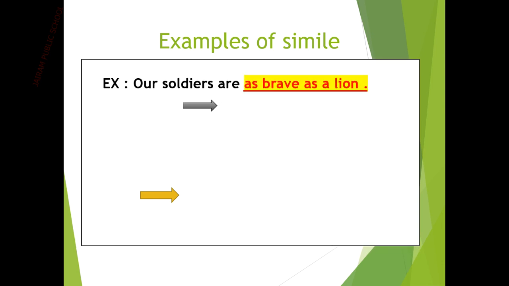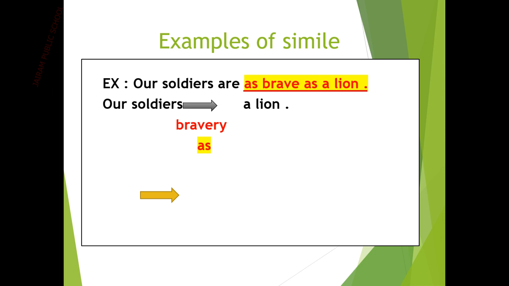Our soldiers are as brave as a lion. Children, can you find out the two different things in the sentence? Yeah, of course. One is our soldiers and another one is a lion. Our soldiers are human beings. A lion is an animal. Here I am comparing our soldiers with a lion by using a simile word as. There is one common thing between both of them, which is bravery.